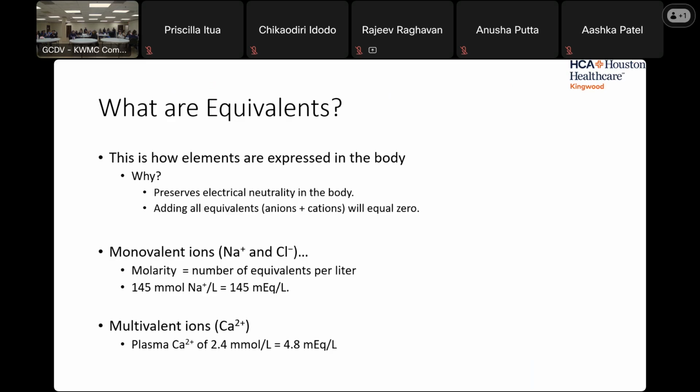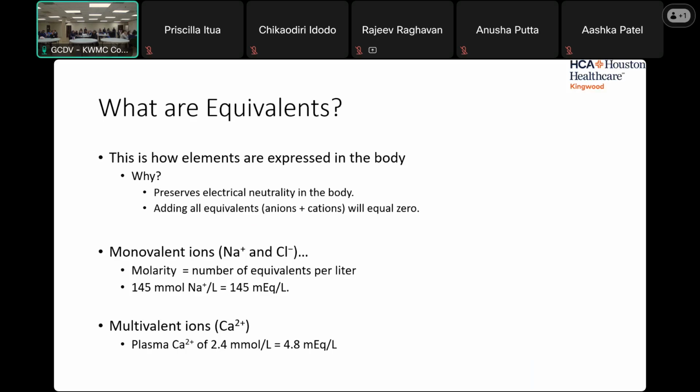So what are equivalents? Again, this is really how elements are expressed in the body. And you may be wondering, why don't we use like the charges, the +2, the -2, the elemental charges of sodium chloride. Really the point of equivalence is that we add everything up, it should equal 0. And where this becomes a little bit important later on is that equivalents are just the way that we do all the fluids. So when you think of sodium, chloride, potassium, just always think of equivalents more than the atomic weights.